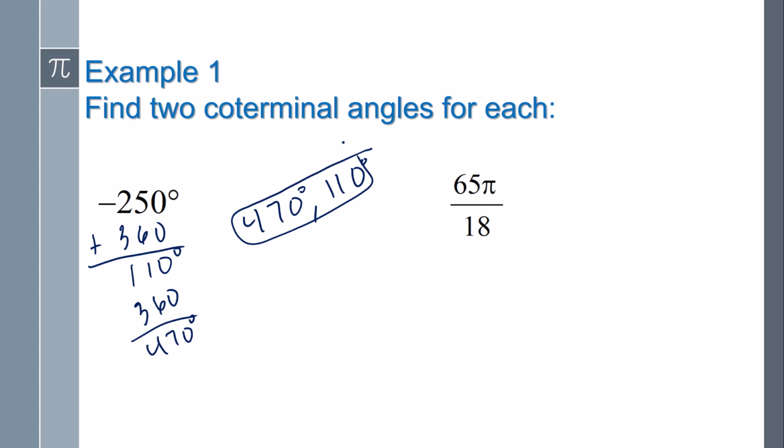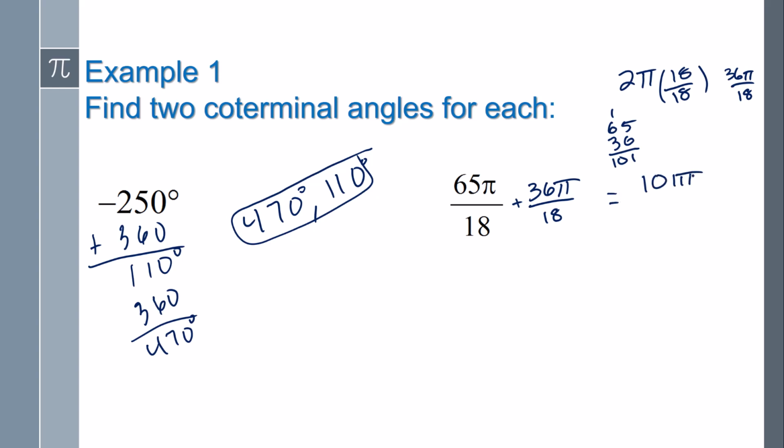Now for 65 pi over 18, so if I wanted to find 2 pi in terms of 18ths, you have to find the common denominator, right? Because it's going to be easier that way. So multiply top and bottom by 18. So that's going to become 36 pi over 18. So if I add 36 pi over 18, that's going to give me my next coterminal angle. So 65 plus 36, so that's 101. So 101 pi over 18, that's going to be one of them.